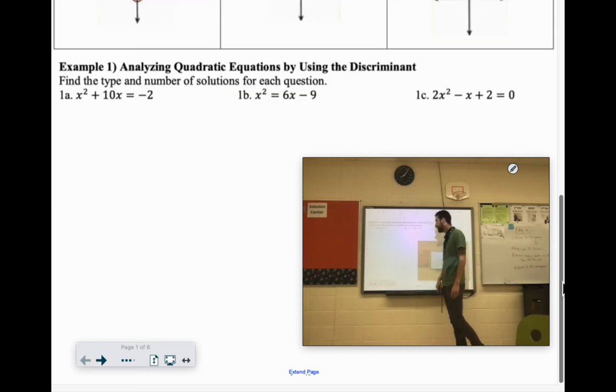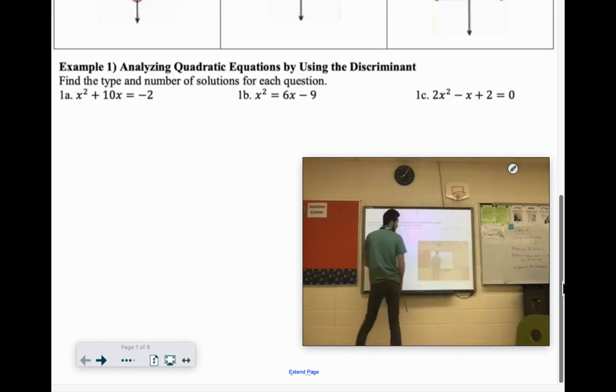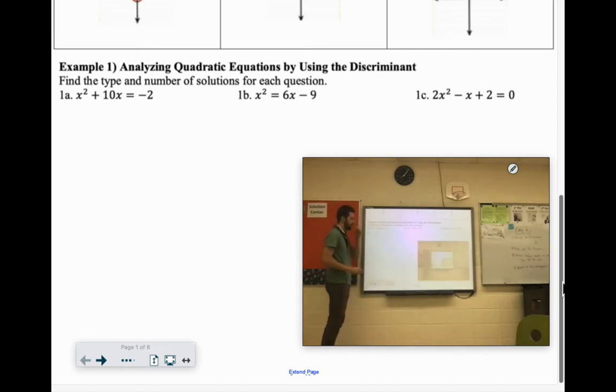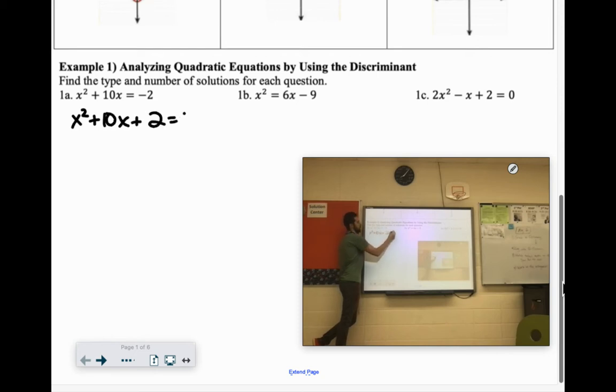Extend the page again. All right, the discriminant. Now, we have to always get it equal to 0 on this one. A little different than completing the square. It has to equal 0 just like with factoring. So here we'd have to move the negative 2 to the other side. X squared plus 10x plus 2. Now your a is 1, your b is 10, and your c is 2.